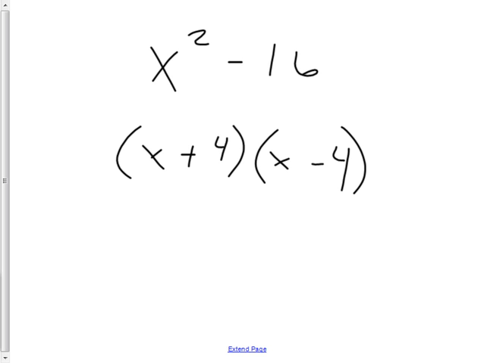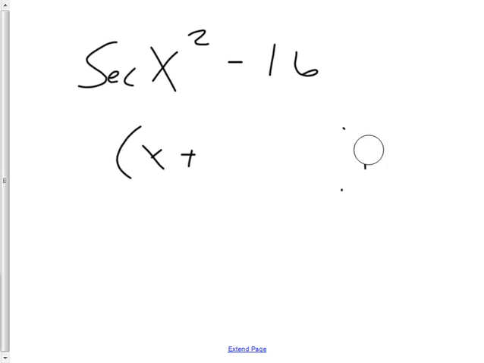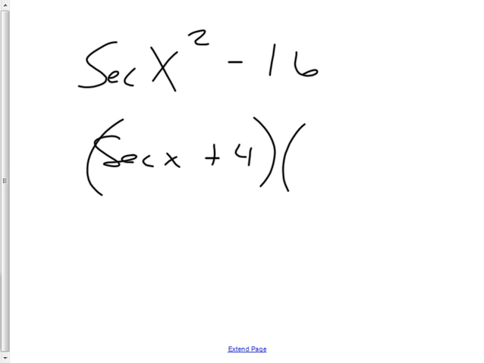What you're going to have now is instead of x squared, you're going to have 6 squared secant of x squared. And you would then break that up into secant x plus 4, secant x minus 4. And really that squared should be right there. But anyway, hold that thought a sec.